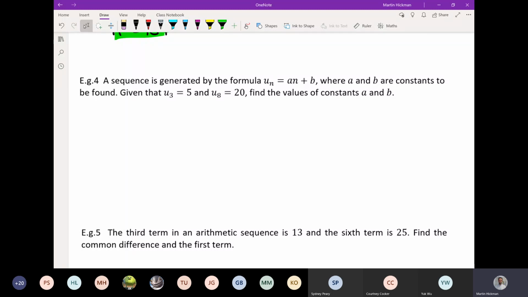So example 4, a sequence is generated by the formula un equals an plus b, where a and b are constants that we're going to find. We're given the information that u3 equals 5 and u8 equals 20. We've got to find the values of the constants a and b. So I don't necessarily want you just to put the answers in chat, but can anyone give me a strategy? Anyone give me a method of how I would approach this? Or even just a certain technique that I might use?